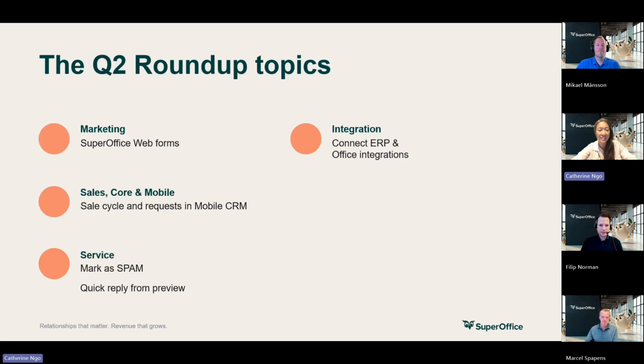So this is the agenda for today. I'll be going through the improvements we've done for SuperOffice Forms. Then Philip will show you some sales cycle charts and the latest within mobile CRM. Mikael will go through how you can mark requests as spam and quickly reply. And then last but not least, Marcel will go through the latest update for ConnectERP and Office integrations.